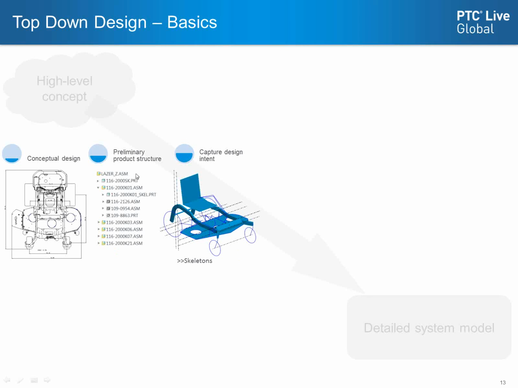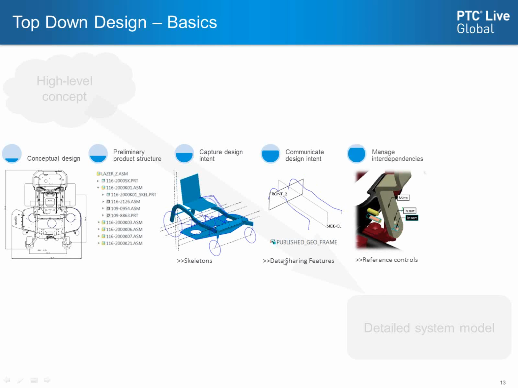Skeletons are used to capture the design intent of the entire system and the typical common interfaces between the systems that you are going to design. From the skeleton, you then publish the design intent through data shrinkwrap features down to the components that need to be designed around those different curves, surfaces, and interfaces. And when you start adding more details to the design, you can manage their interdependencies by defining certain reference control restrictions, and I'll elaborate a little bit later.